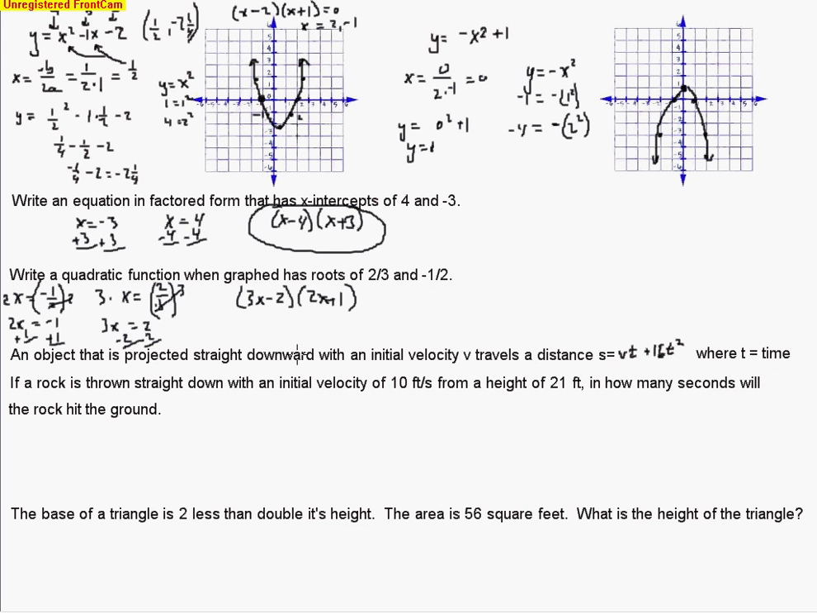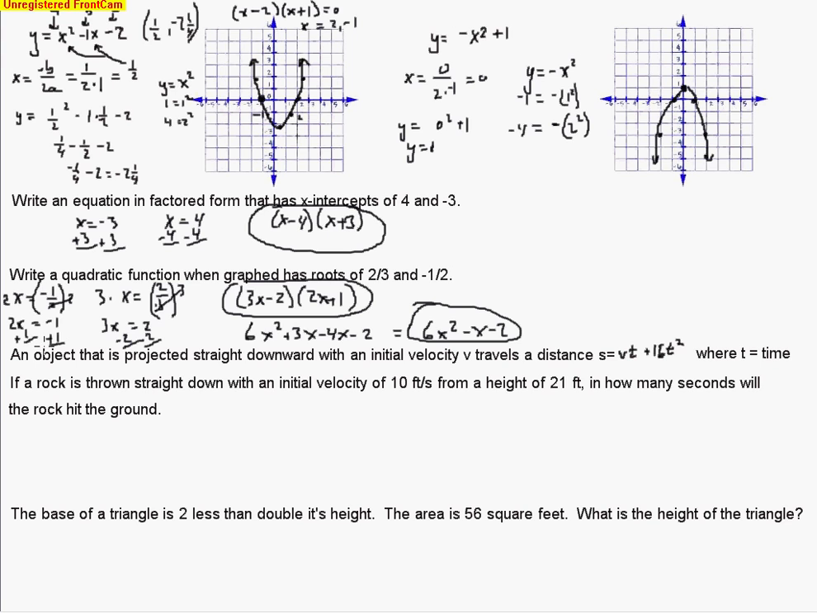Well, go ahead and multiply this stuff out, and you'd end up with a 6x squared. We'd end up with a 3x, a negative 4x for the inside terms. Last terms make negative 2. Go ahead and simplify a little bit. You end up with 6x squared minus x minus 2. So these would be the different answers that we could end up coming up with right there.